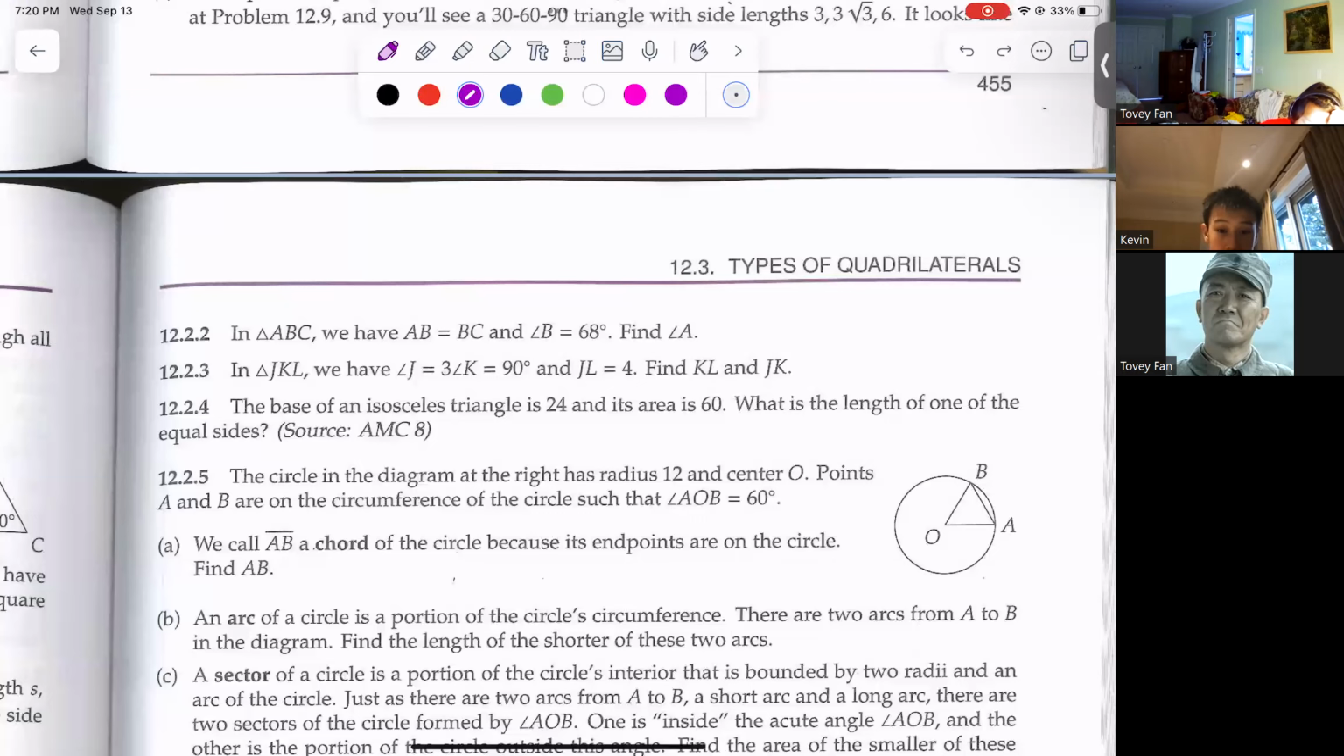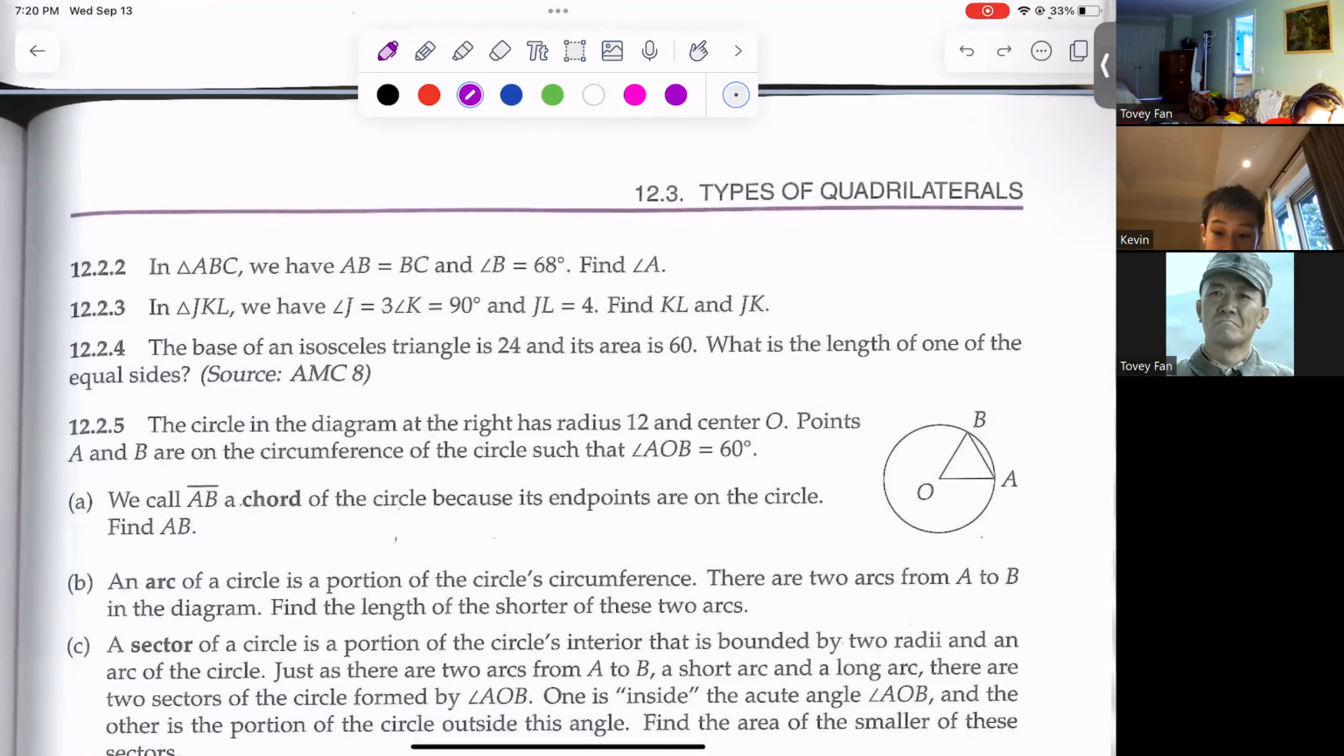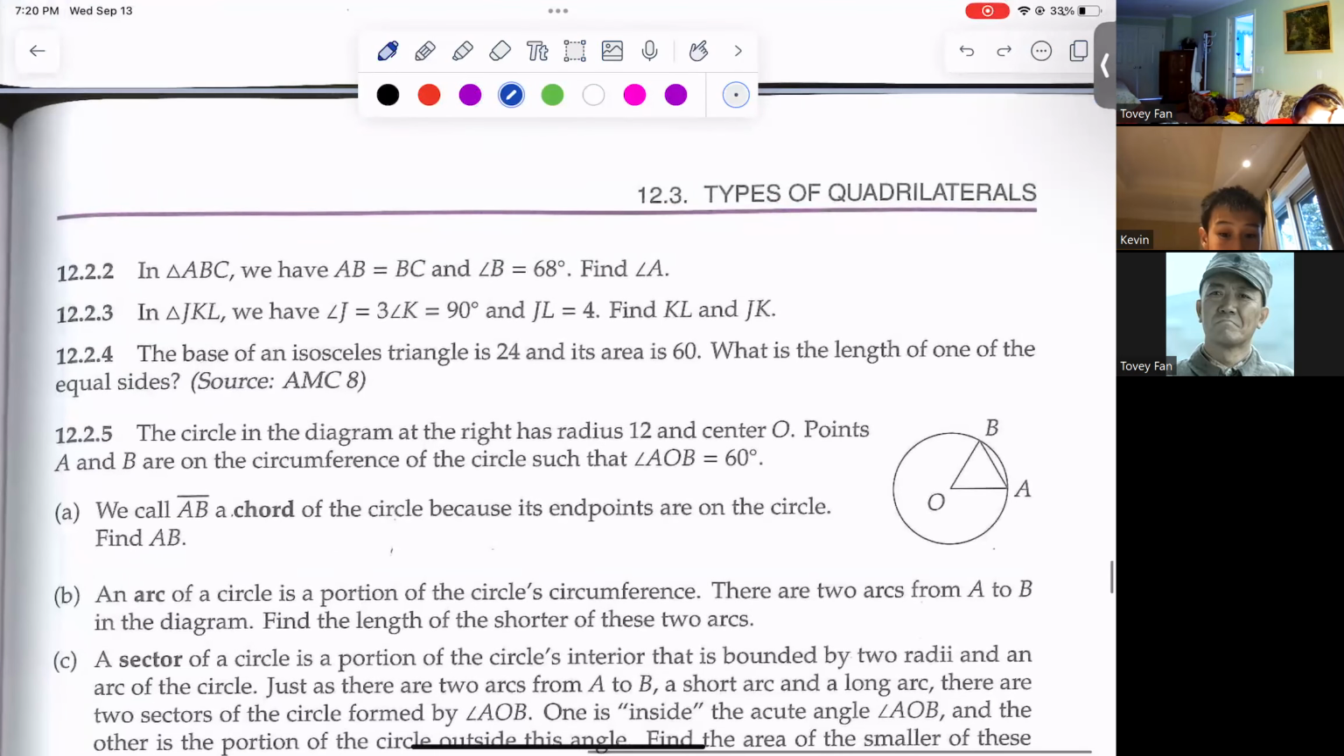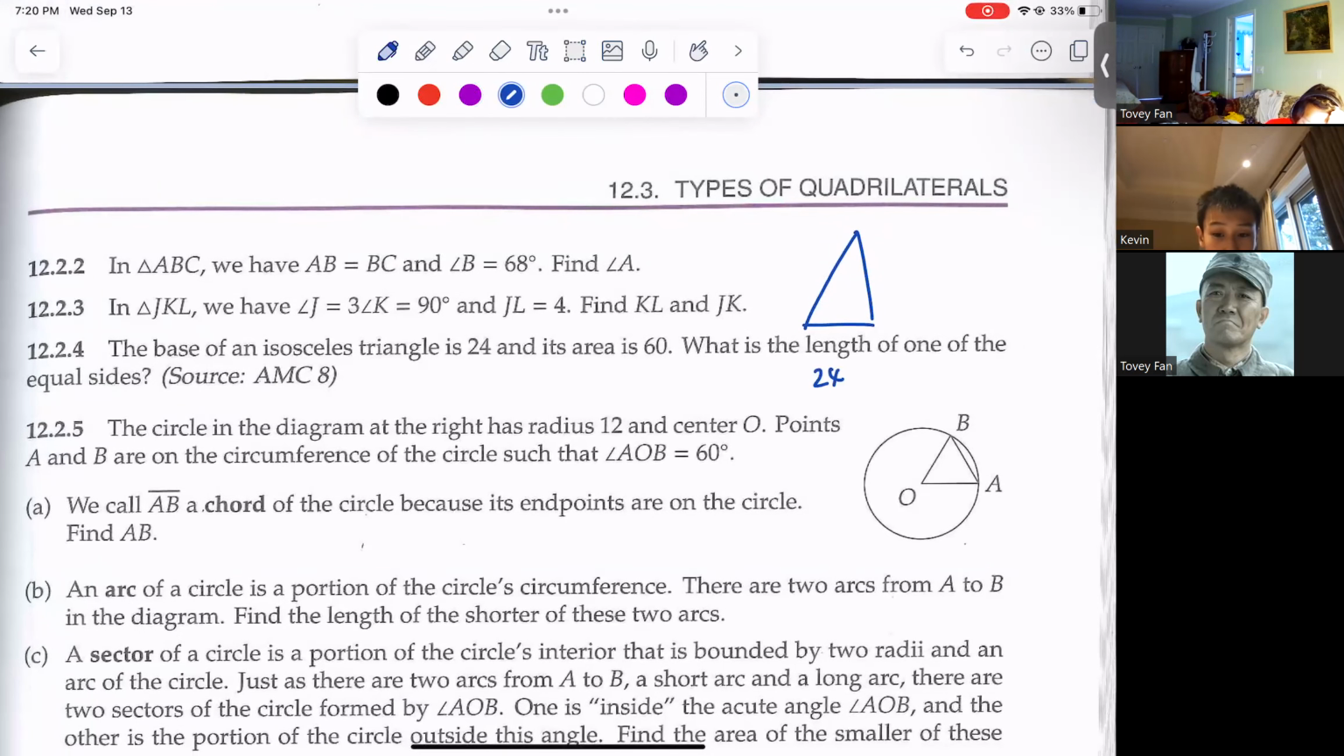Let's do this 2.4, which is from AMC 8. Base of an isosceles triangle is 24 and area is 60. Isn't area base times height? If we already know the base, the height is 5. Base 24, height 5, the area is 60, right? And then we want to find the legs.